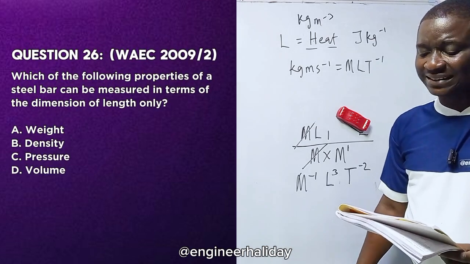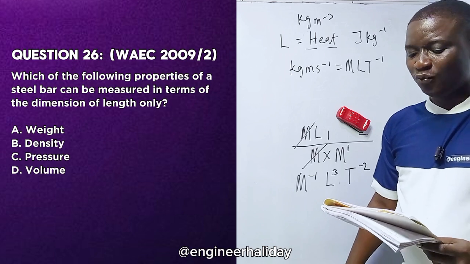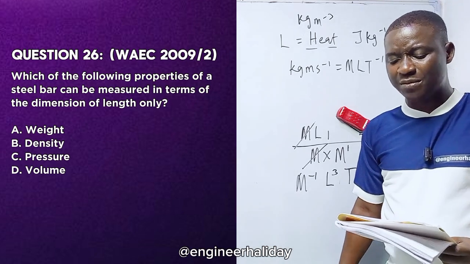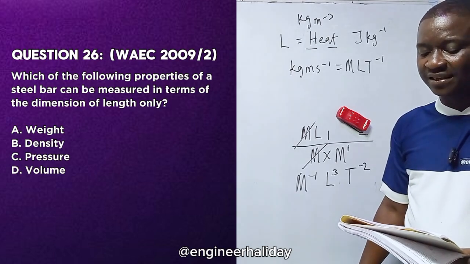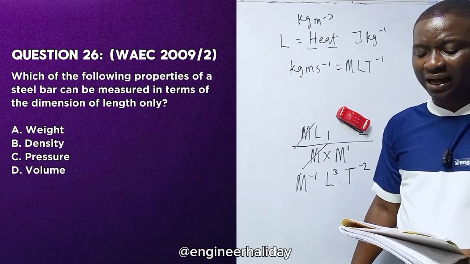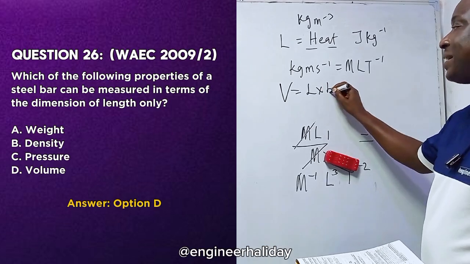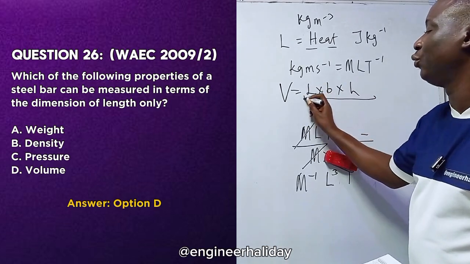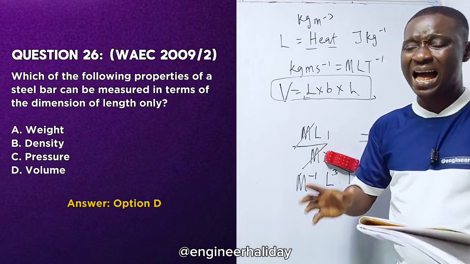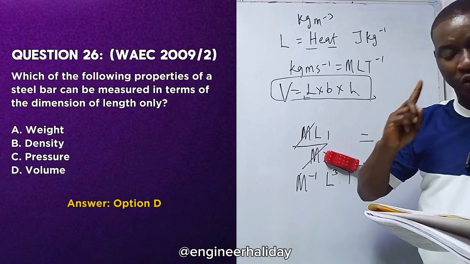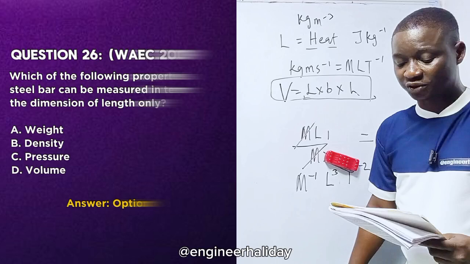Number 26. He said, which of the following properties of a steel bar can be measured in terms of dimension of length only? A says weight. B says density. C says pressure, and D says volume. Dimension of length only is volume, because volume is length times breadth times height. All of them are measured in meter, so they are telling you about the quantity that has only length units. So volume is the answer, option D.